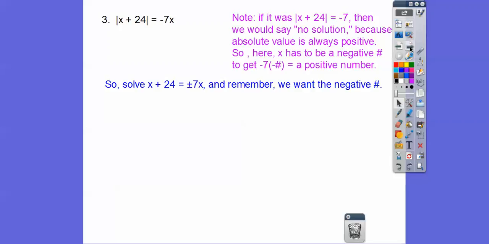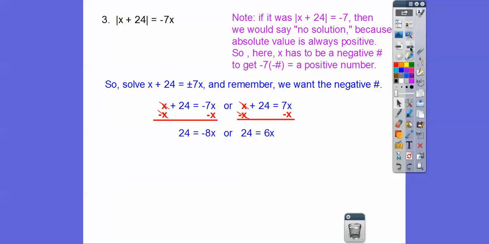So go ahead and solve it with your plus or minus piece like we did. And then remember, we just want the negative one. So we're going to subtract x on both sides, and then divide this one by negative 8, this one by 6. So we get x equals negative 3 or 4. Well, remember, we want the negative one. The only one that will make this a true statement to be positive is when x equals negative 3 right there.